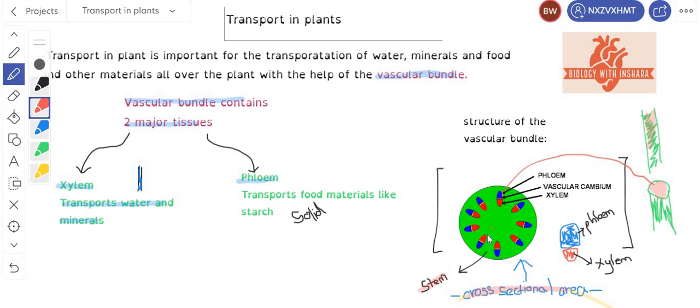If you look at the cross-sectional area, the blue region here is your phloem, and the red region here is your xylem, which collectively give rise to the name vascular cambium or the vascular bundle. They both are the same thing. To get into a bit more detail, this blue region is your phloem, this red region is your xylem, and they both collectively are called your vascular bundle or vascular cambium.